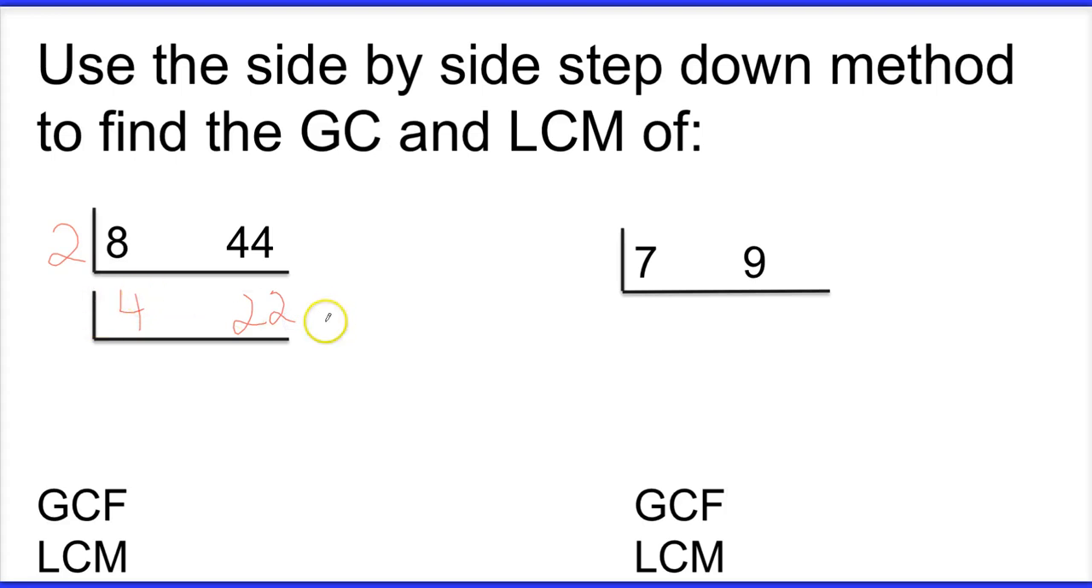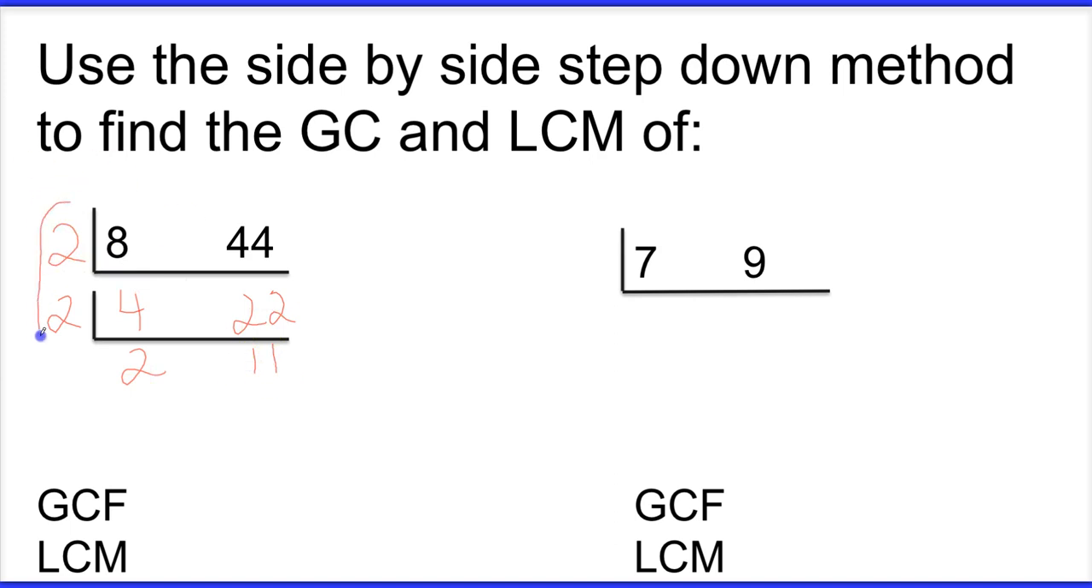I'm looking at 4 and 22. The smallest prime number to go into 4 and 22 is going to be 2. 2 goes into 4 2 times. 2 goes into 22 11 times. So now I'm looking at 2 and 11. Smallest prime number to go into 2 and 11. Well, there isn't one. So I can't factor this out anymore.